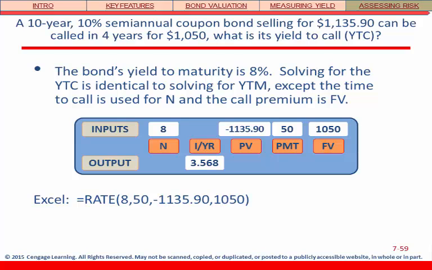Your payment, it's a 10% coupon rate bond, so the annual payment's 100 divided by 2, you get 50. And then your future value. In this case, you actually have one rare situation where you're not going to have $1,000 as the future value, because you're calling this in 4 years for 1,050. So make sure you make that change, and then you're going to just solve for your interest per year, which in this case is your yield to call, and that's where you get this 3.568% number. However, remember this is a semi-annual yield to call, so you'd have to then multiply that by 2 to get your annual yield to call.